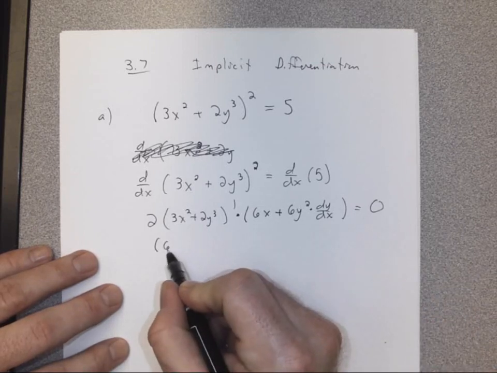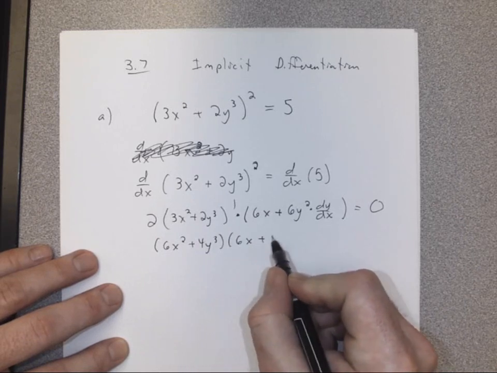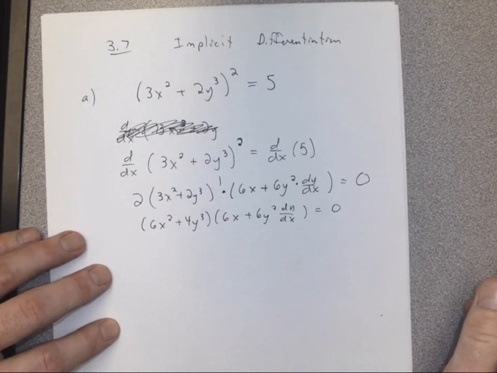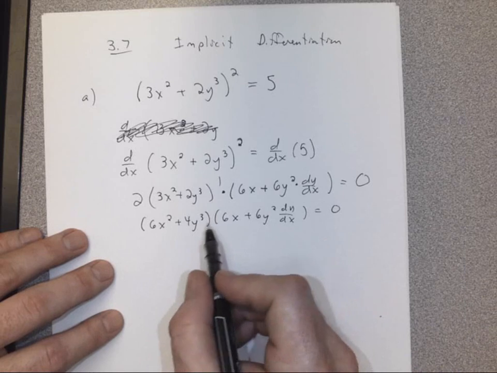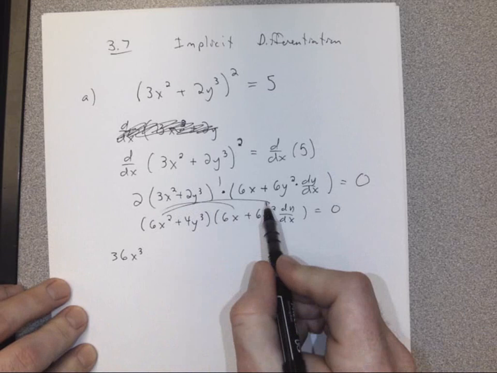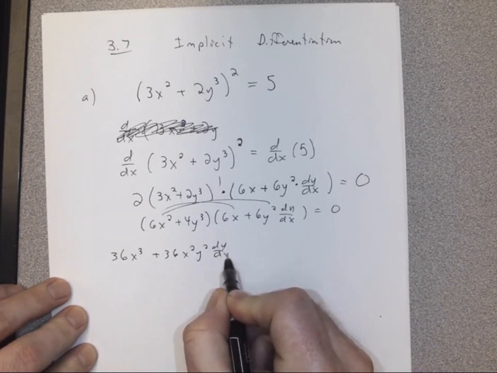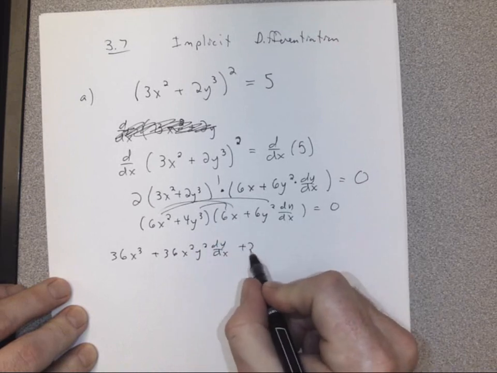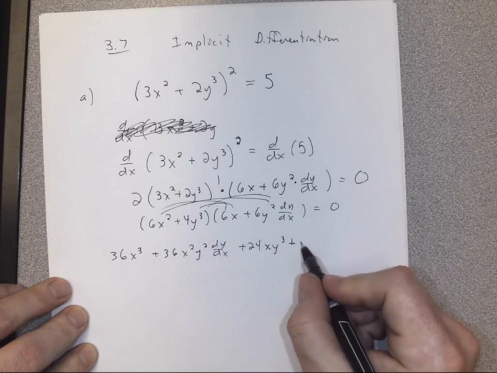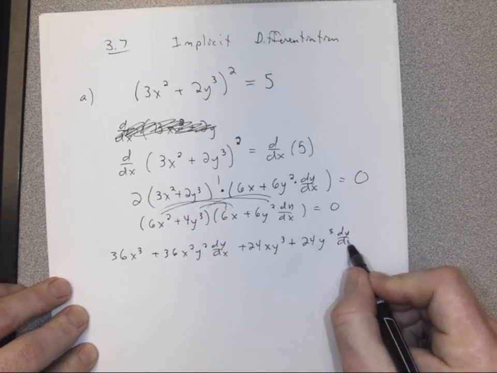So I'm gonna start with this. This is gonna be 6x squared plus 4y cubed multiplied by 6x plus 6y squared dy/dx is equal to 0. And then I'm gonna FOIL it. So first is gonna be 36x cubed. Outside is gonna be plus 36x squared y squared dy/dx. Inside's going to be plus 24xy cubed, and then last is going to be plus 24y to the 5th dy/dx, and this is equal to 0.